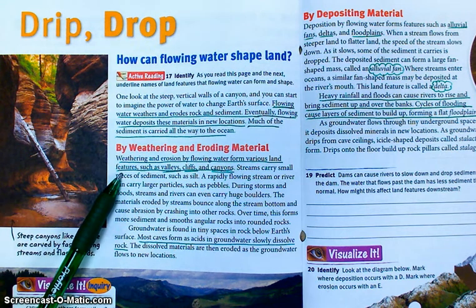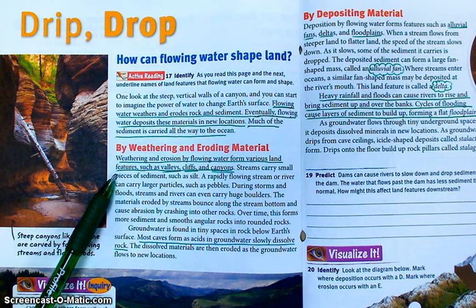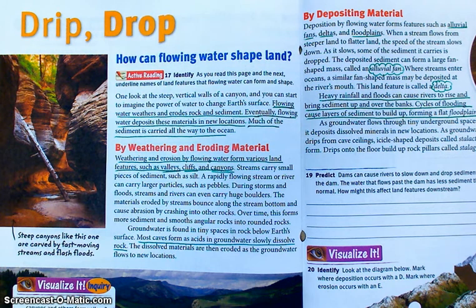Weathering and erosion by flowing water form various land features such as valleys, cliffs, and canyons. So the Grand Canyon, for instance, was formed by weathering and erosion. Those materials were carried off over a long period of time, forming a huge canyon.